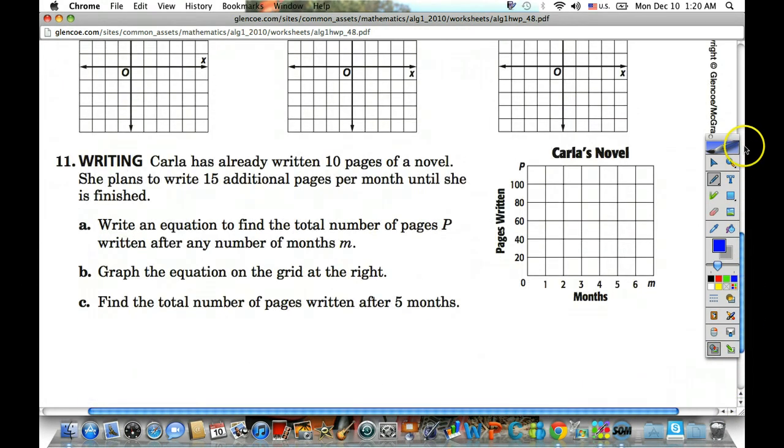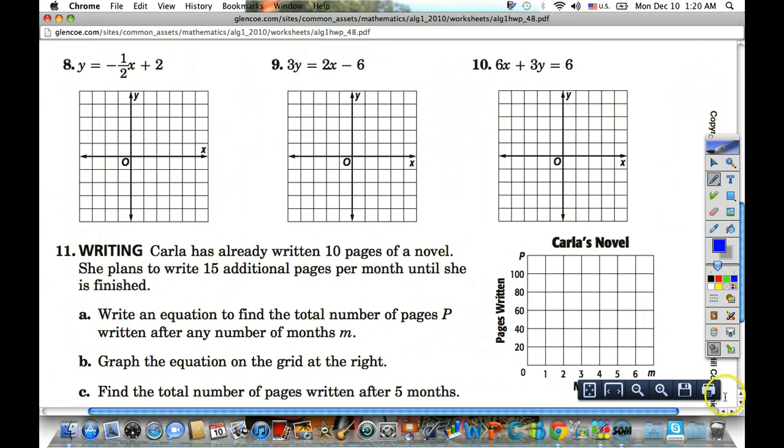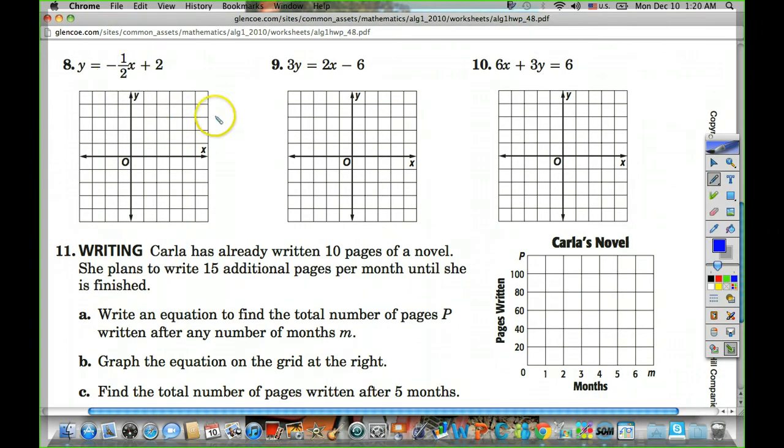Alright. Numbers 8, 9, 10. For these problems, they are giving you the equation and they want you to graph on here the linear equation. So we are always starting with the y-intercept. That's a positive 2. That means 1, 2. Put a dot there. And from this point, rise 1, run 2 to the left.